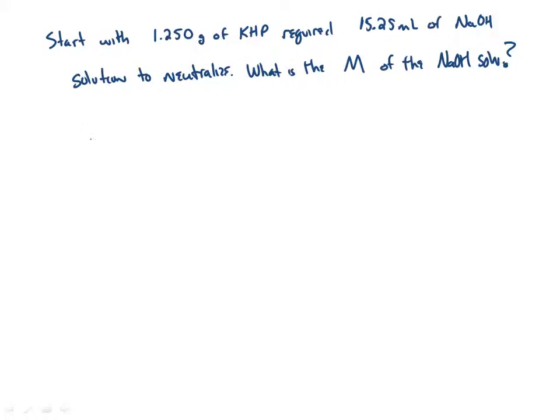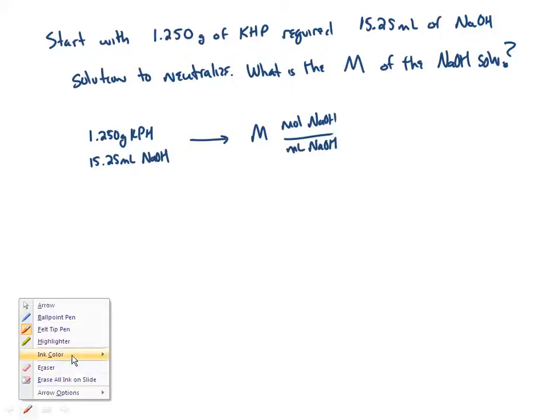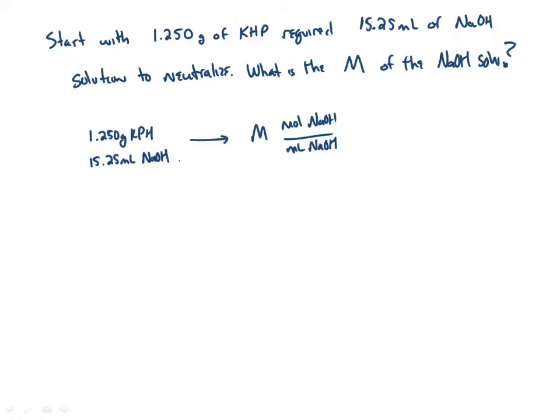And so notice I'm given 1.250 grams of KHP, and I'm told I've got 15.25 milliliters of NaOH. And I need to convert that to molarity, or moles of NaOH per liter of NaOH. And so it's very similar to that first titration problem I did, in that the milliliters of NaOH is pretty easy because we can just convert the milliliters to liters. And then the grams of KHP to moles of NaOH should be pretty easy because we know we can use a mole-to-mole ratio at some point.